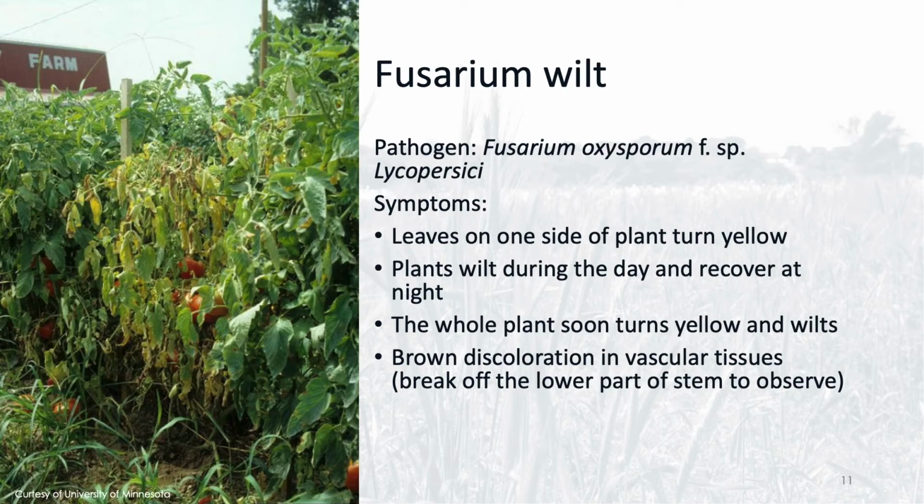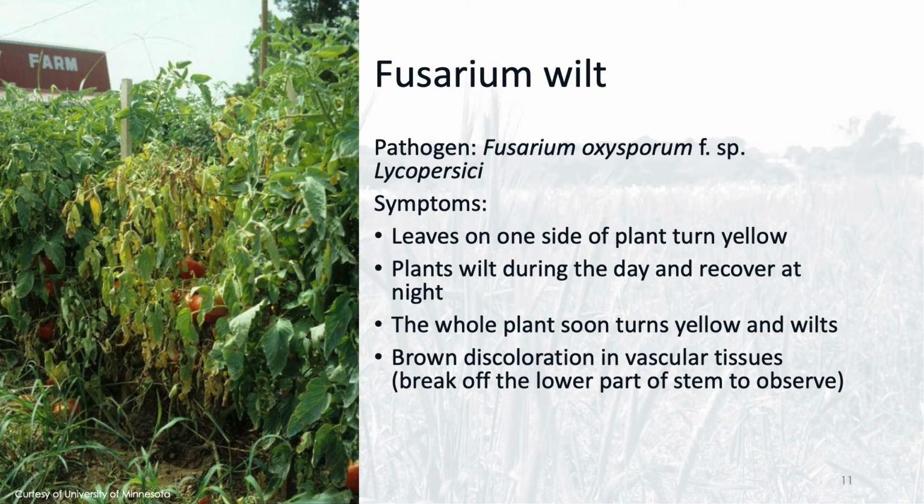Also, another very typical sign of this Fusarium wilt is that during the daytime you feel like the plant is dying, but when you look at the same plant during the night time, the plant looks perfectly fine. It is normal. That is an indication that it is probably infected by Fusarium wilt, or Fusarium oxysporum. But at the advanced stage, the whole plant will soon turn yellow and probably wither and die.